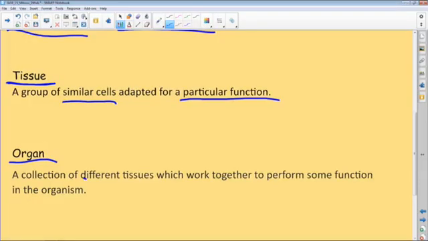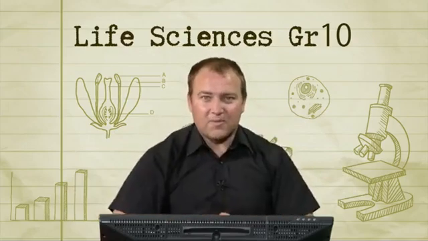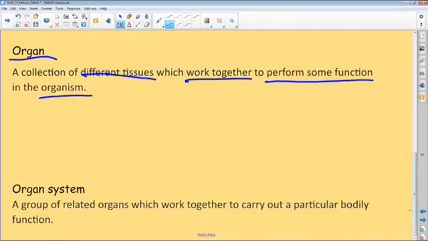Okay, and then if you have a look here, it's a collection of different tissues which work together to perform the same function in an organism. Okay, that's what it does. All these different tissues come together to make things work, to make it one specific thing. Okay, now it goes a little bit further. And if you have a look, bring it down, organ system.